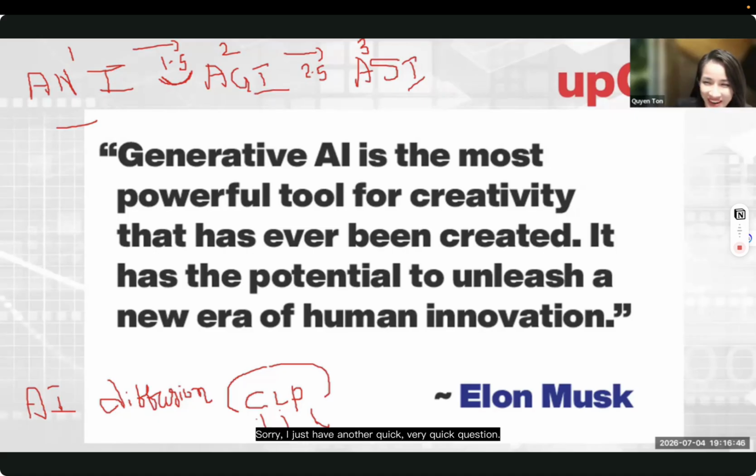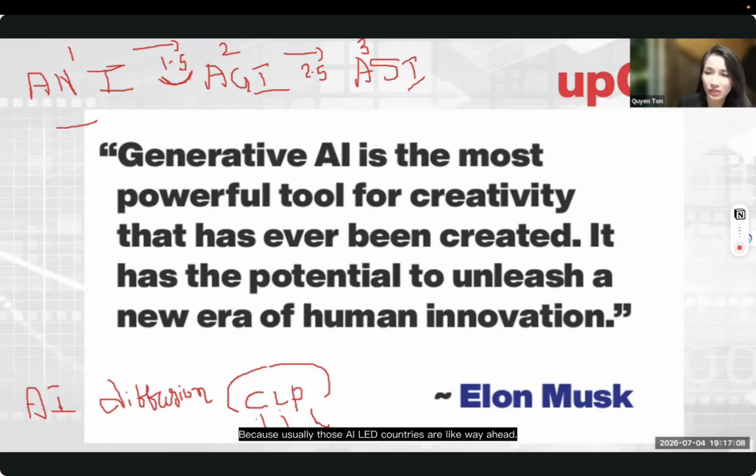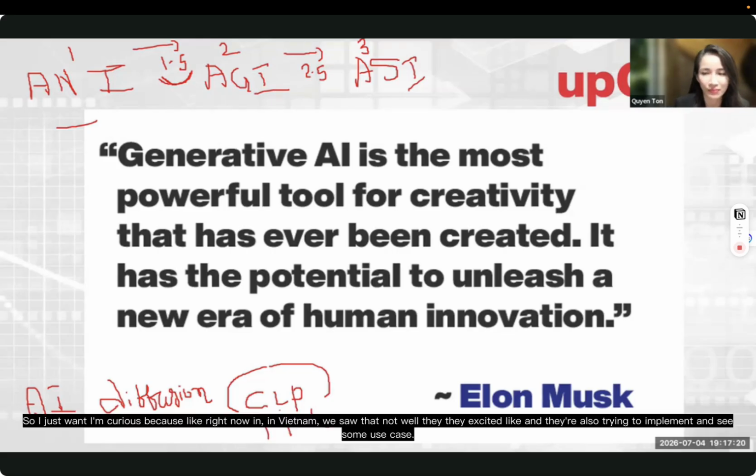Thank you. Sorry, I just have another very quick question. So from what you're reading and you're also in the top 3 countries, or maybe you're exposed to those ahead in AI countries, what are the top 3 problems that you're trying to solve right now? Because usually those AI-led countries are way ahead, and so the problems will eventually happen to other countries as well. So I'm just curious.